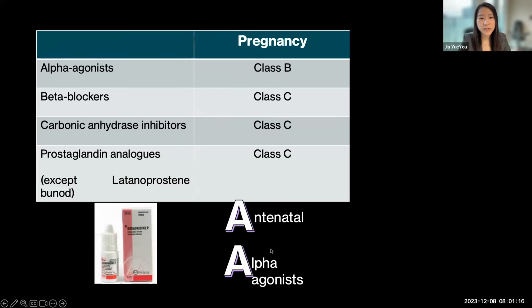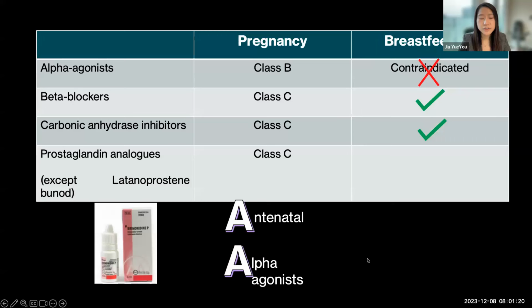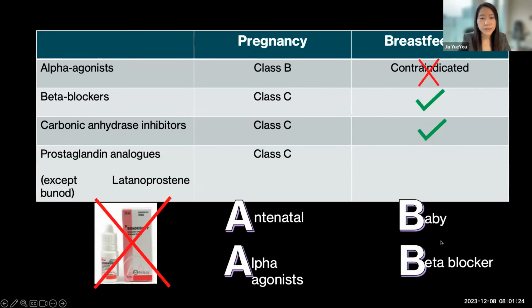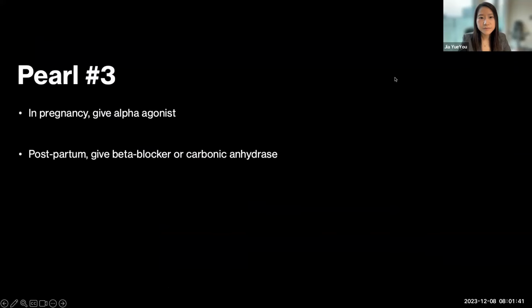So while the patient's pregnant, we use an alpha agonist. And then when the patient is breastfeeding after the baby is born, we can now use beta blockers or carbonic anhydrase inhibitors. These two are okayed by the American Academy of Pediatrics. They say that this is safe in nursing, and definitely do not give any alpha agonists because this can go through the breast milk and then go directly to the infant.